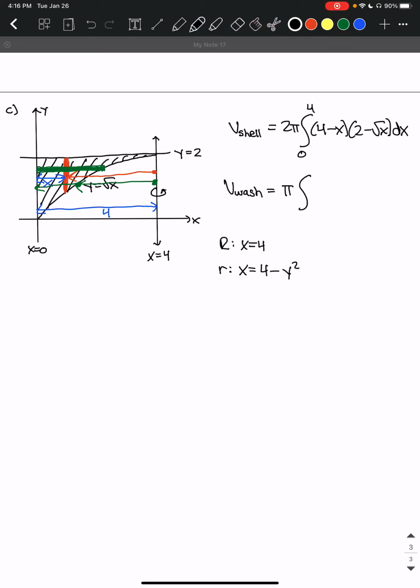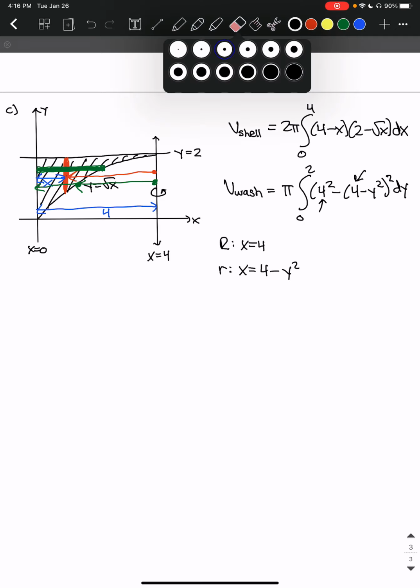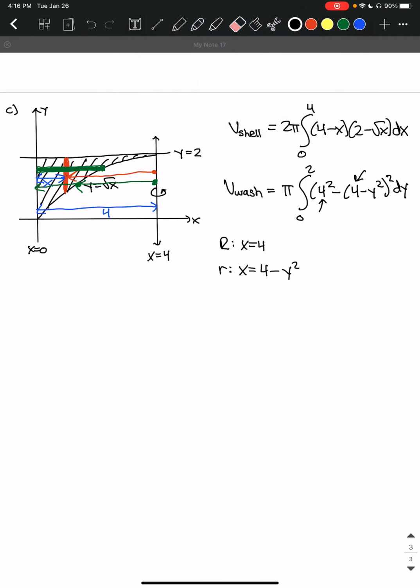And then what you can do is you can square both of those. So you get 4 squared minus 4 minus y squared dy. You'll be going in the y direction this time from 0 to 2. You have a similar looking equation here. You'll get this 4 squared and that 4 squared to cancel out. And you'll just have a parabola, and y might be simpler, but it did take longer to set up.